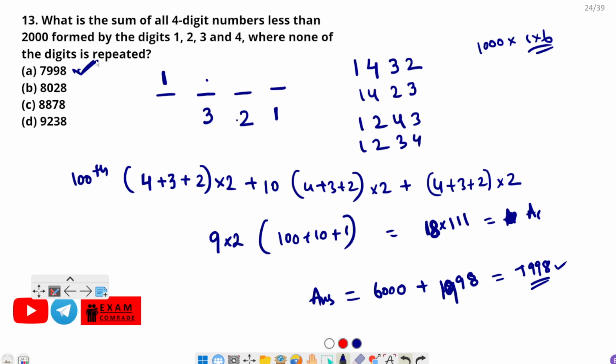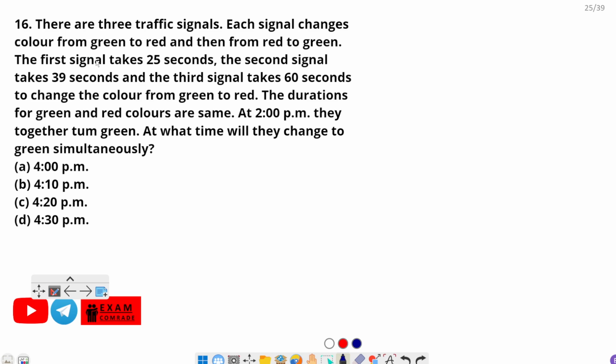Next question. There are 3 traffic signals. The first one takes 25 seconds, the second one takes 39 seconds, the third one takes 60 seconds, from red to green and green to red. This is 25 plus 25 for the first case, so there will be 50 seconds. Similarly for the second one, 78. For the third one, 120 seconds.